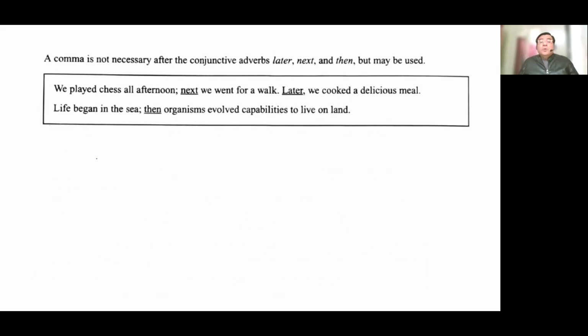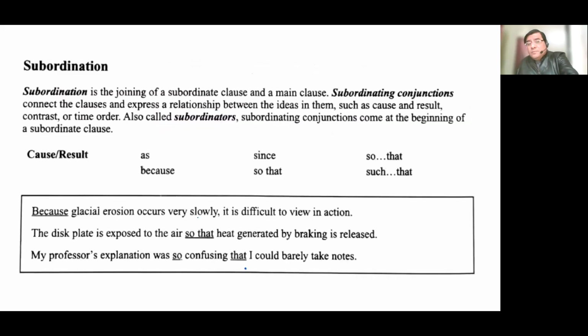For example, we played chess all afternoon. Next, we went for a walk. No comma needed here. But you also have, later, we cooked a delicious meal, where we placed a comma after later. Another example: life began in the sea. Then organisms evolved capabilities to live on land. So no comma after then. It's optional, right?